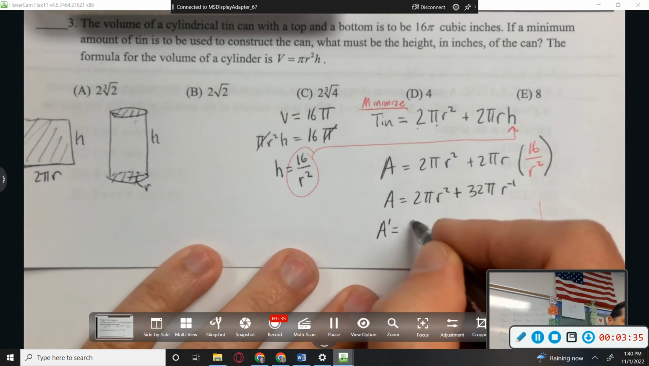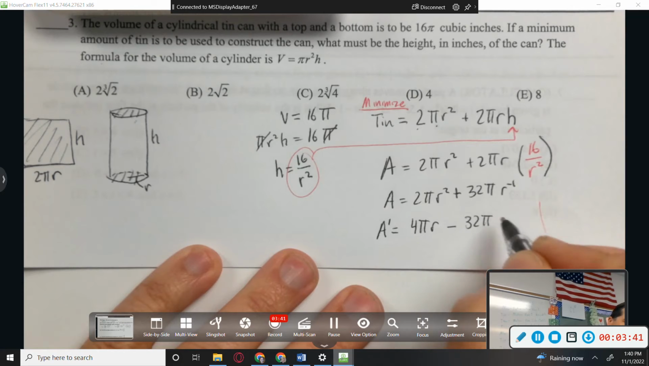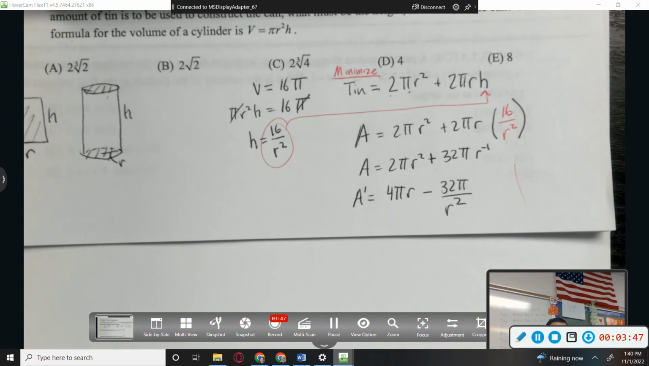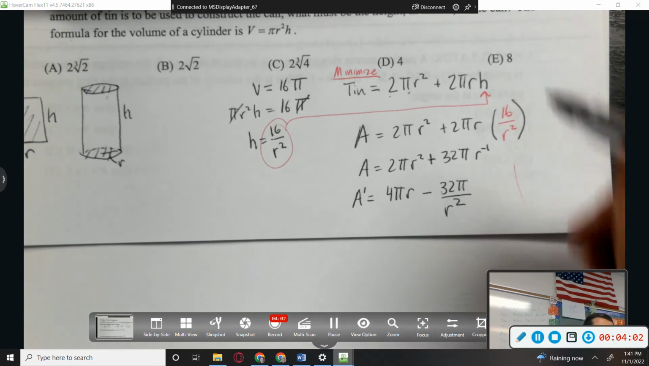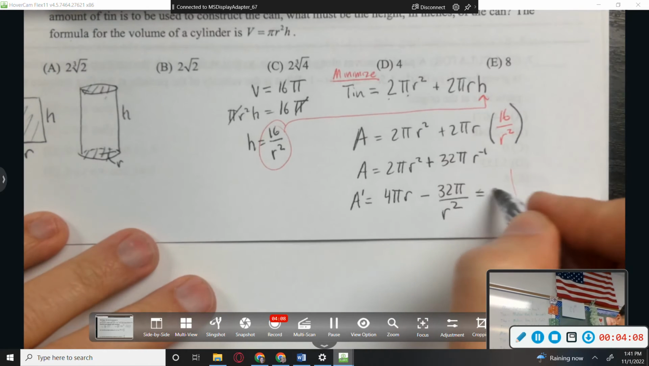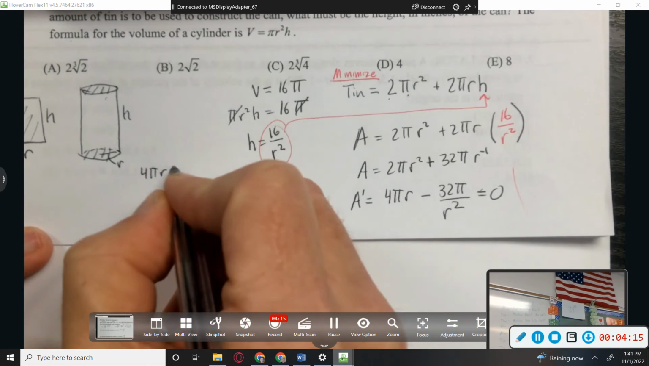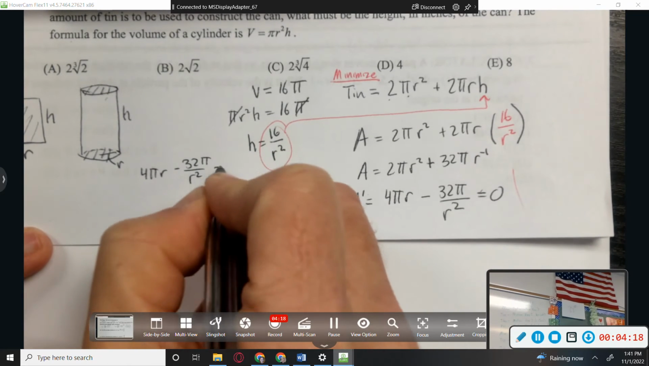So A prime would be 4 pi r minus 32 pi r to the negative 2, or over r squared. All right, back up, big picture. What am I doing here? I took a derivative. What do I need to do with that? Set it equal to 0. Because where the derivative is 0, that means there's a critical point, and there might be a max or a min there. So let's set it equal to 0. So 4 pi r minus 32 pi over r squared equals 0.